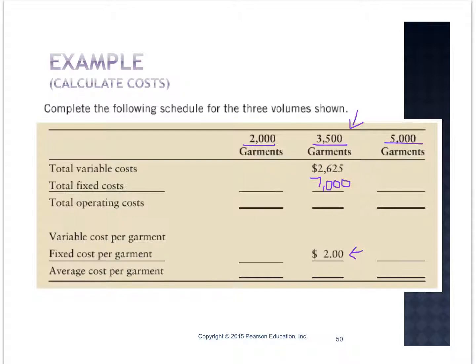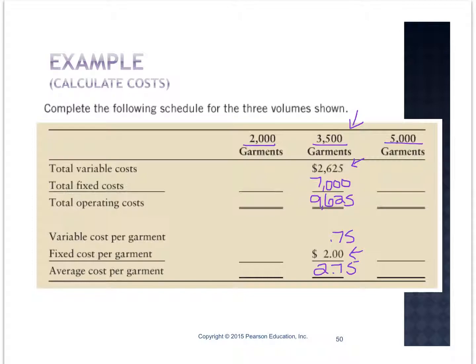We add those two together for a total operating cost of $9,625. Then to calculate our variable cost per garment, we merely take our variable cost of $2,625 and divide that by 3,500 to arrive at 75 cents. We add those two together and it costs $2.75 to dry clean 3,500 garments.